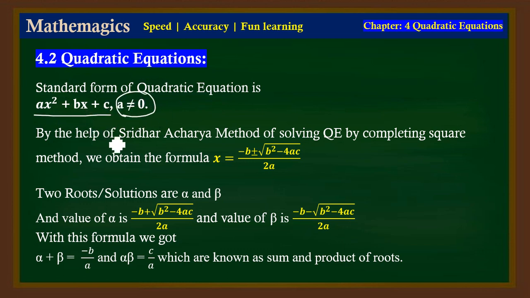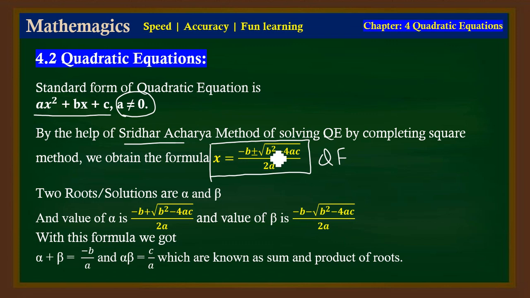So with the help of Sridhara Acharya, who is an Indian mathematician, we can solve the quadratic equation by the completing square method, and finally we got the final formula that is called the quadratic formula. The formula is x is equal to minus b plus minus under root of b square minus 4c divided by 2a, where a, b, c are the coefficients of x square, x, and the constant term.